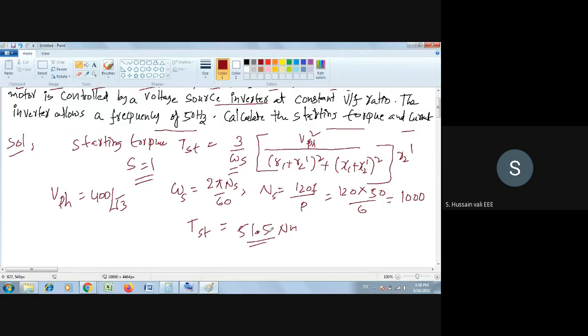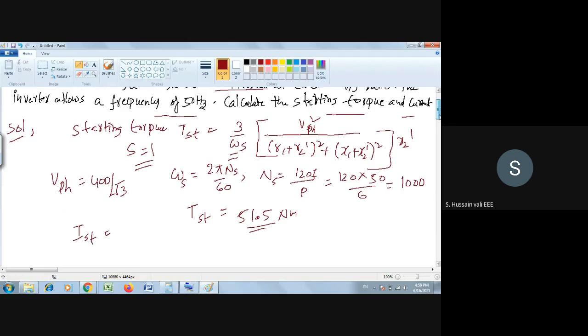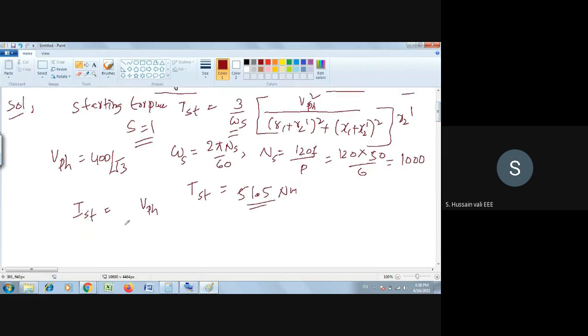Then next, what he is asking is the starting current. So recall that current is just voltage by impedance. Voltage is V phase, and impedance is the square root of (R1 plus R2 dash by S) whole square plus (X1 plus X2 dash) whole square, but S is equal to 1 because it is the starting current. So this is your starting current: voltage by impedance, with S equal to 1. Then you substitute everything, 400 by root 3 and the rest, and you will get the answer 24.47 ampere. That's it. It's a very simple question.